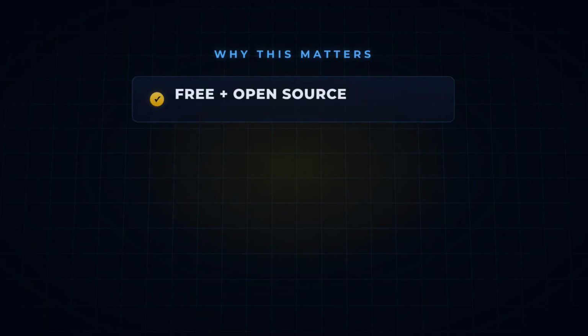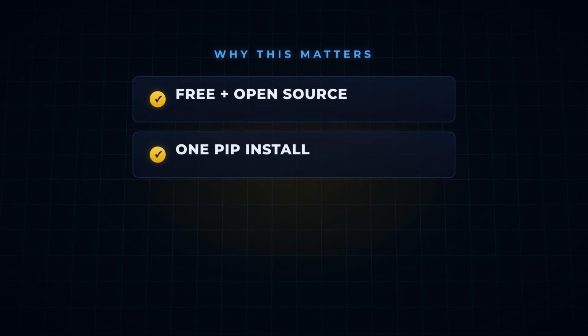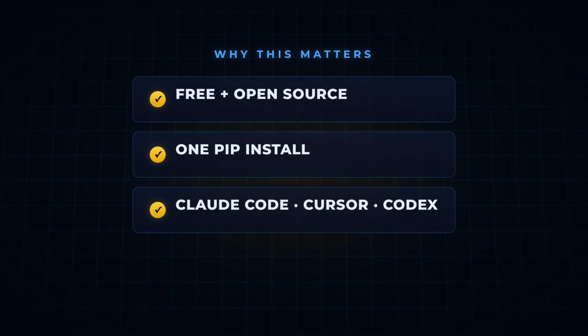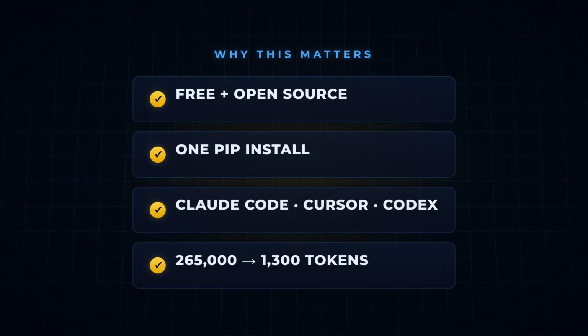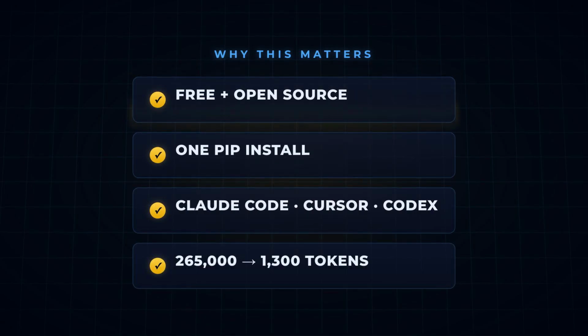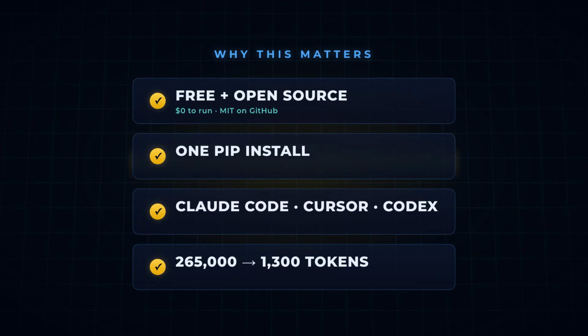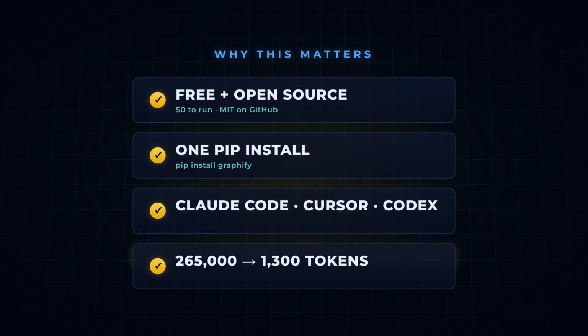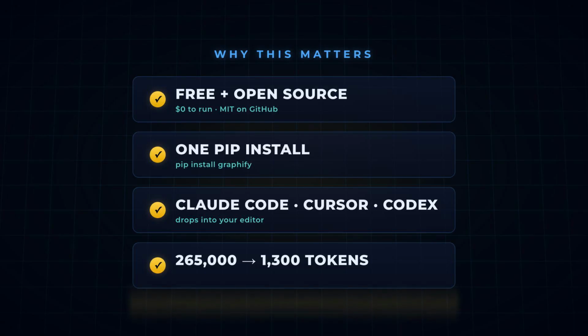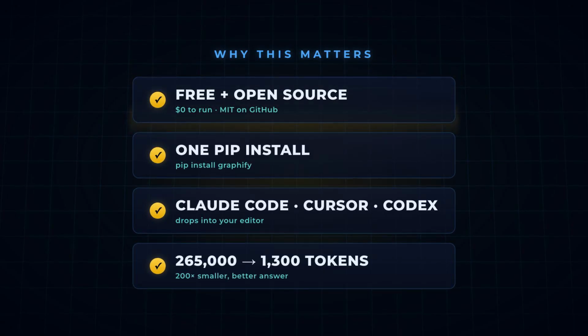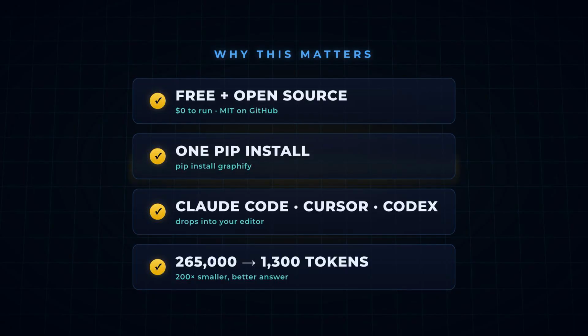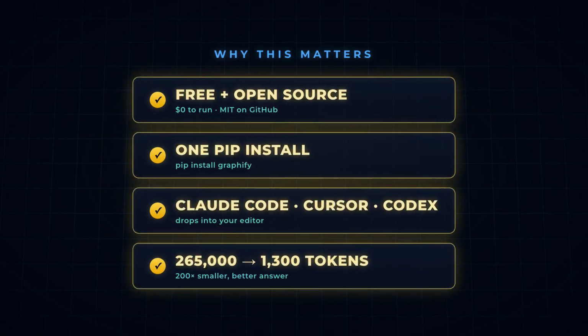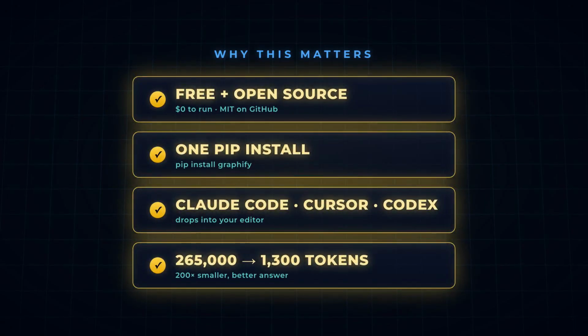So let's put a bow on it. If you're working on anything real, anything with more than a handful of files, your AI assistant is currently reading your code the hard way, and you're paying for it in tokens and in wrong answers. Graphify gives it a map instead. Free to run, open source, one pip install, and it works with Claude Code, Cursor, Codex, whatever you use. For a messy code base like mine, it turned a 250,000 token question into a 1,300 token one and made the answer better in the process. That's not a small optimization. That's a different way of working.